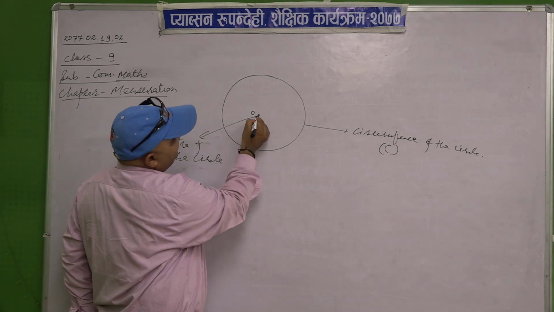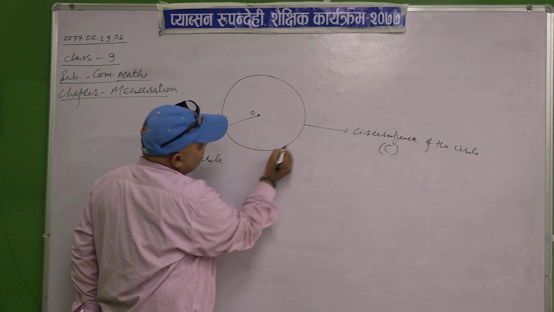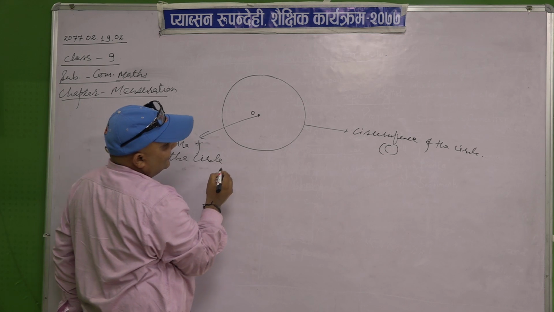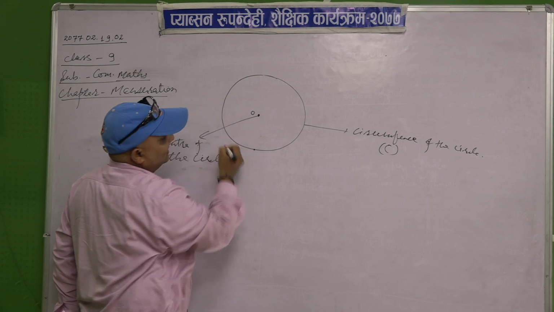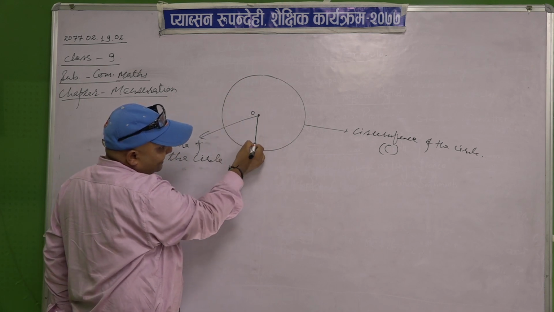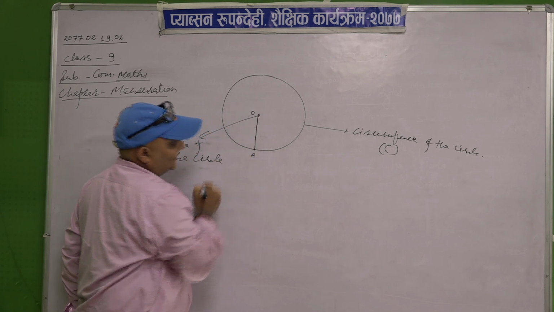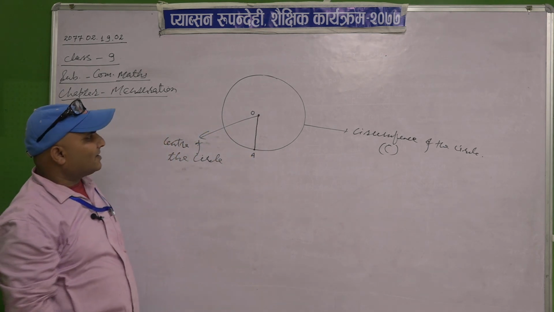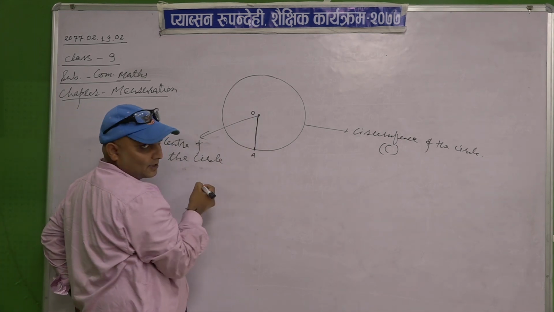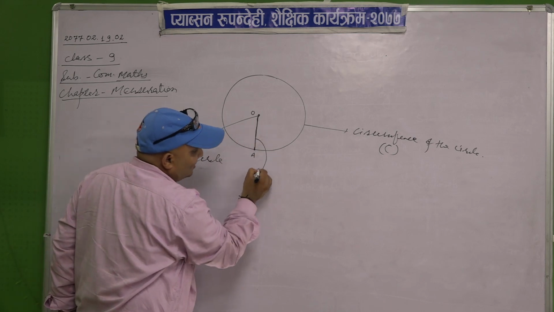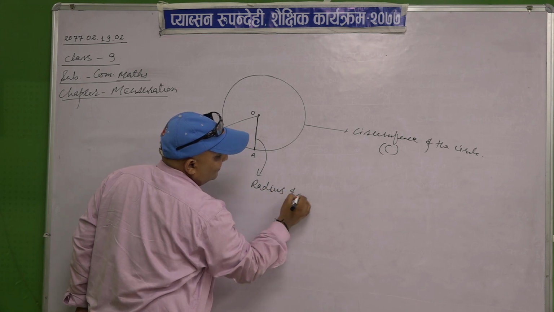Now see, this is the center of the circle, and this line is the circumference. Take one point on the circumference, anywhere you like, and join these two points. One point is the center of the circle, and the second point you take as A on the circumference. So the line OA is formed. This line is called the radius of the circle.